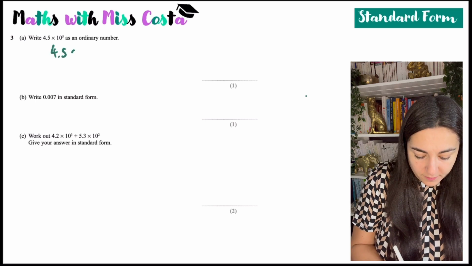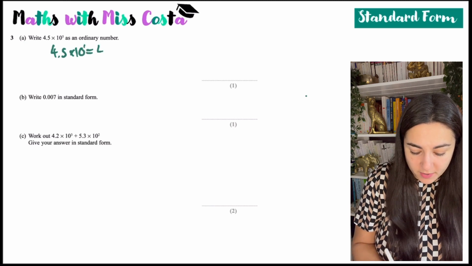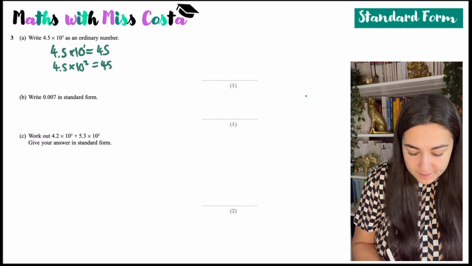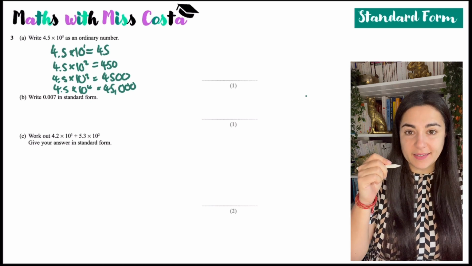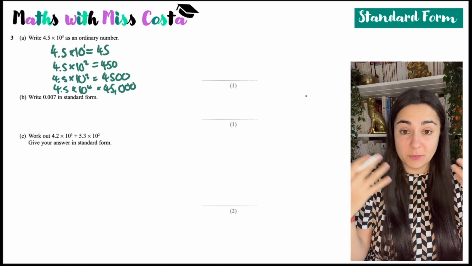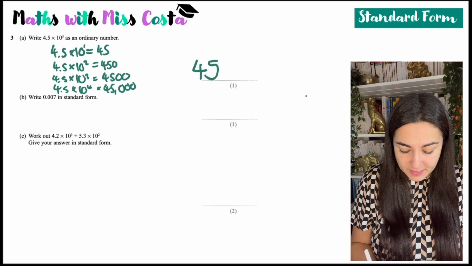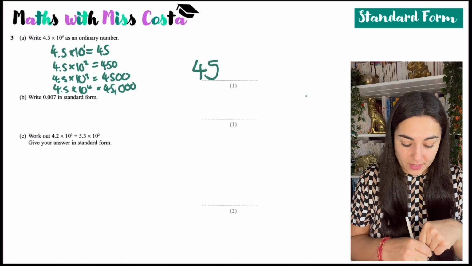So 4.5, if I multiplied it by 10, and multiplying by 10 is the same as 10 to the power of 1, that would be 45. 4.5 times 10 squared, that's 100, that would be 450. 4.5 times 10 cubed, that's 1,000, that would be 4,500. 4.5 times 10 to the power 4, that would be 45,000. Okay, so as the power increases by 1, it's multiplying that number by 10 again. So 4.5 times 10 to the power 5 is going to be, and the little trick here is I want you to understand why it's getting larger and larger and how you can work it out for yourself.